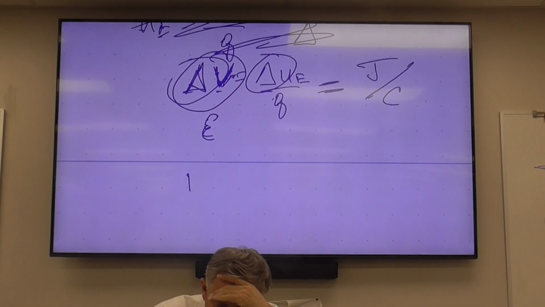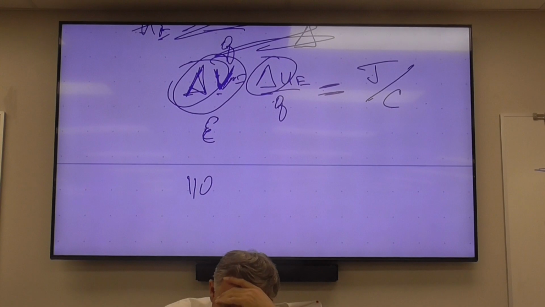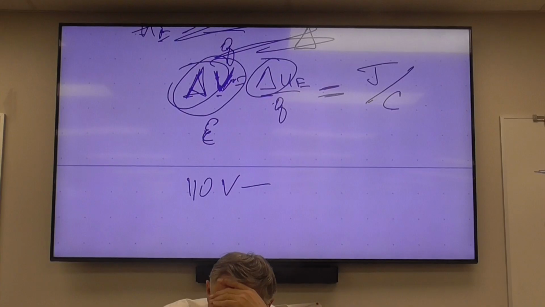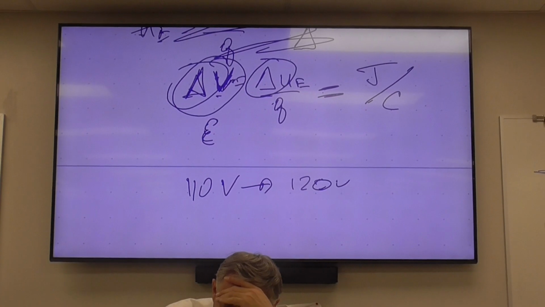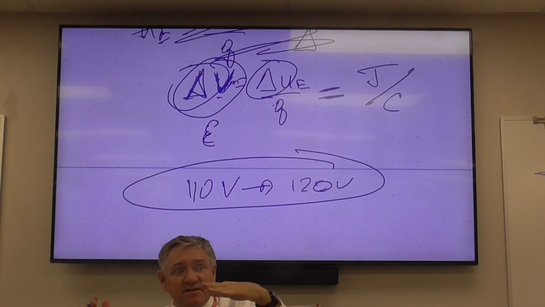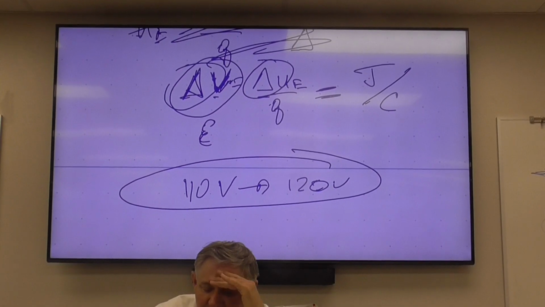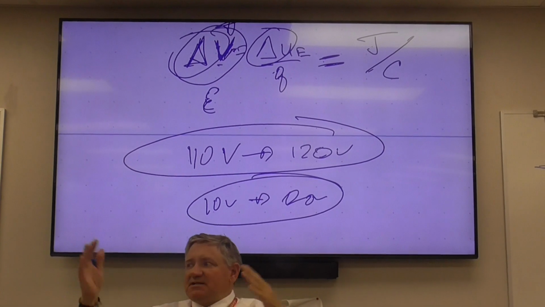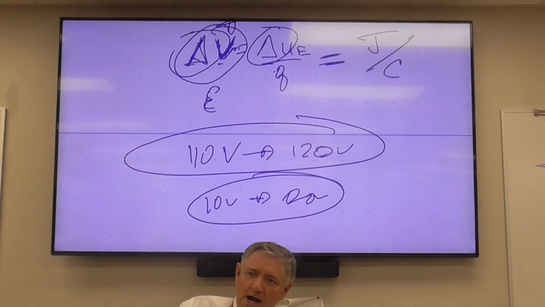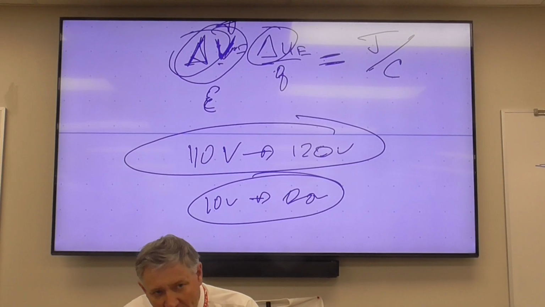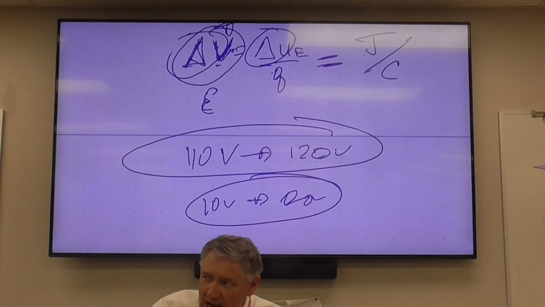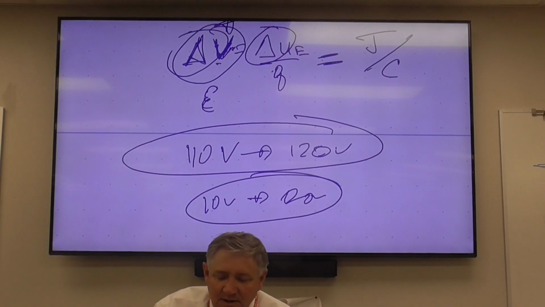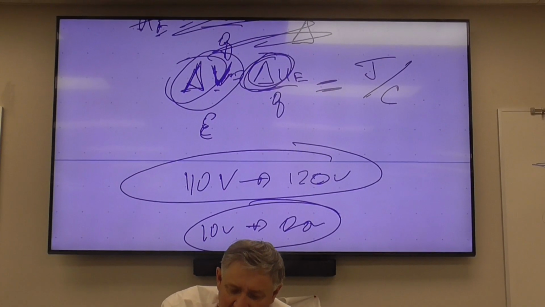So if I go, like for example, your typical household is at, let's say, 110 volts, okay? Well, if you boost that up to 120 volts, your delta V is obviously going to be 10. If you went from 10 volts to 20 volts, it's the exact same change. So this is not the actual value of the voltage. It's how much the voltage changes, okay? And that's going to be the fundamental difference. So then that's going to play out with the change in U.